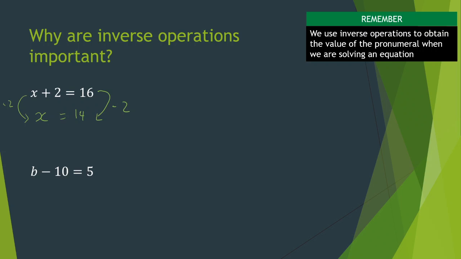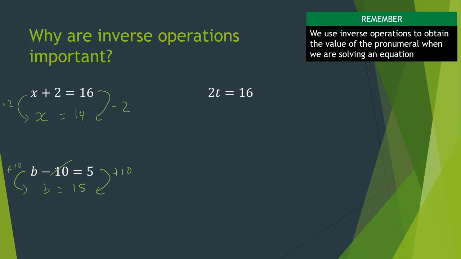Let's do another one. b take away 10 equals 5. We want to get rid of this take away 10 by adding 10. So I'm going to add 10 to this side, and I'm going to add 10 to this side. The most important rule about doing this is that whatever you do to one side, you must do to the other. So if I add 10 to this side, this 10 is going to disappear, and I'm going to be left with b. 5 plus 10 is 15.